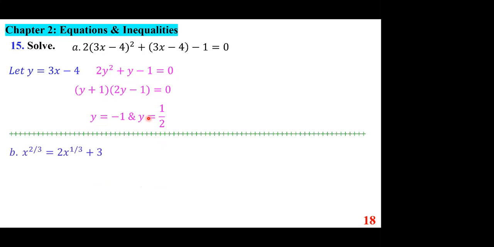It is important for everybody to know we are not done. Why not? Because we don't care for y, we want x. And in order for you to solve for x, you got to replace the y here with these two numbers and find the x. So let's do that. So 3x minus 4 is either negative 1 or 1/2. So we are using this, okay?